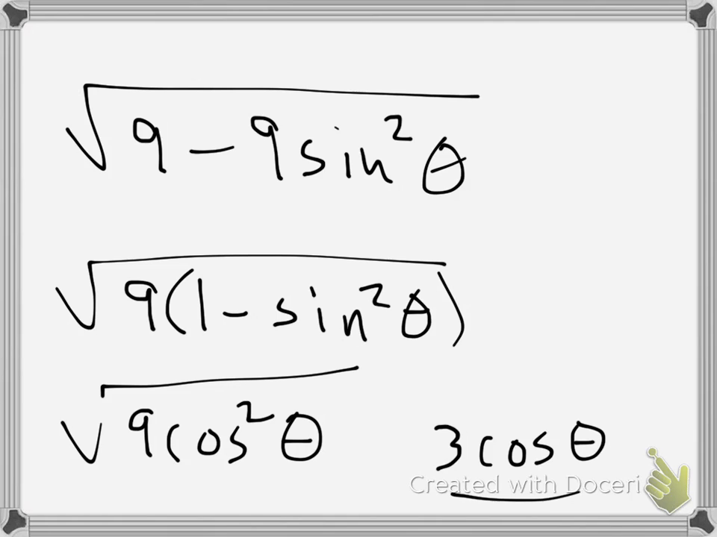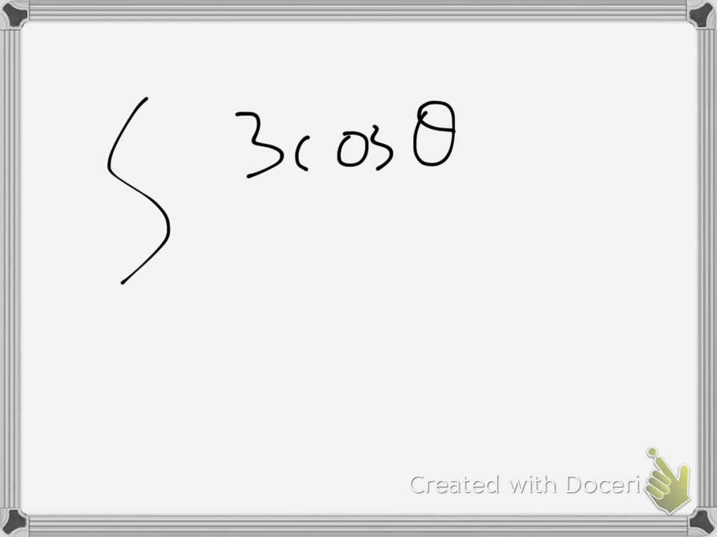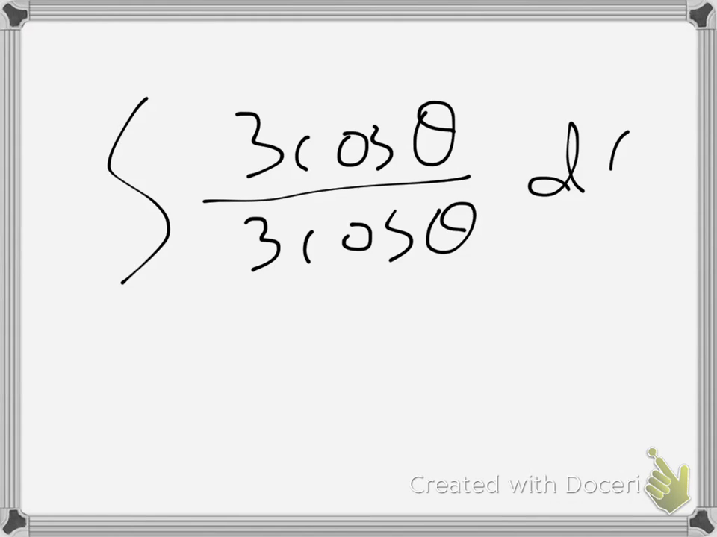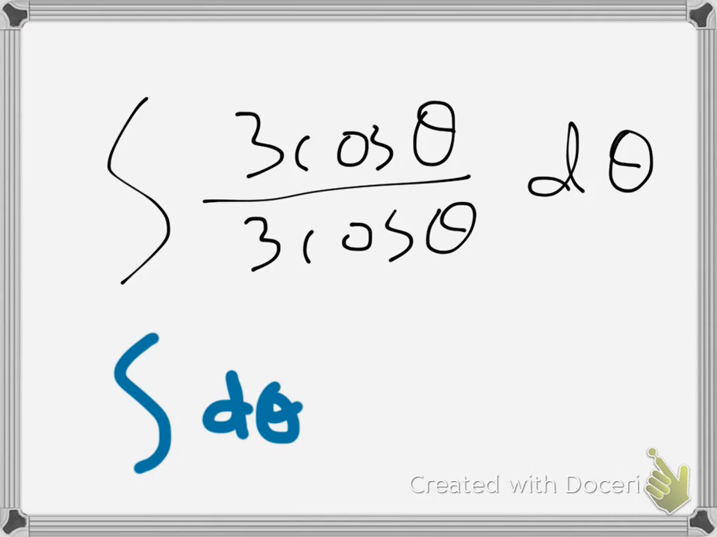All right, so that's going to be our denominator, right? But that's also our numerator. So now it becomes 3 cosine theta over 3 cosine theta. Okay, so now at this point we can just simplify to, well, d theta. And so that's going to just become theta plus c, right?